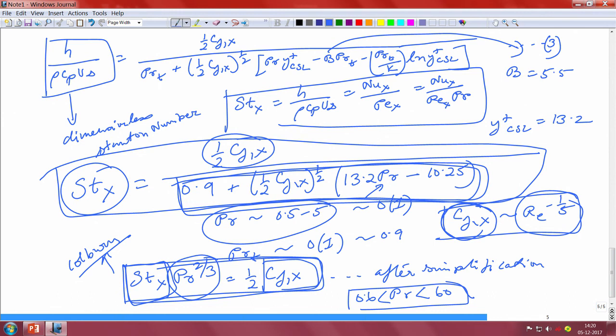That is exactly what we have seen over here, that this is the expression which will come in very handy: Stanton number into Prandtl number 2/3 is basically equal to half of the skin friction coefficient. So, this completes a nice little thing.